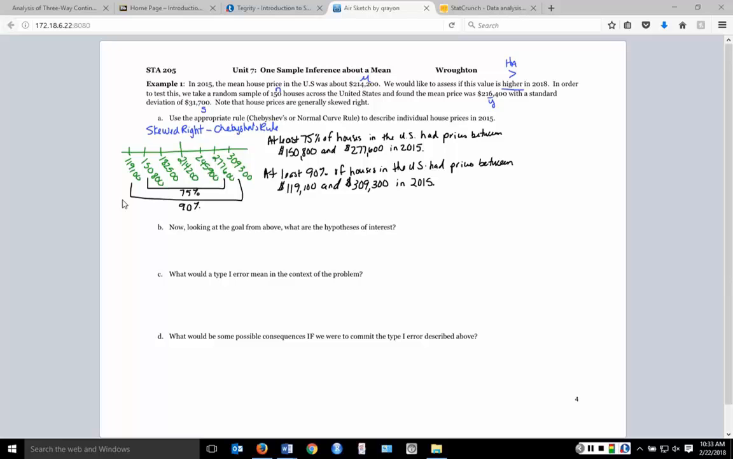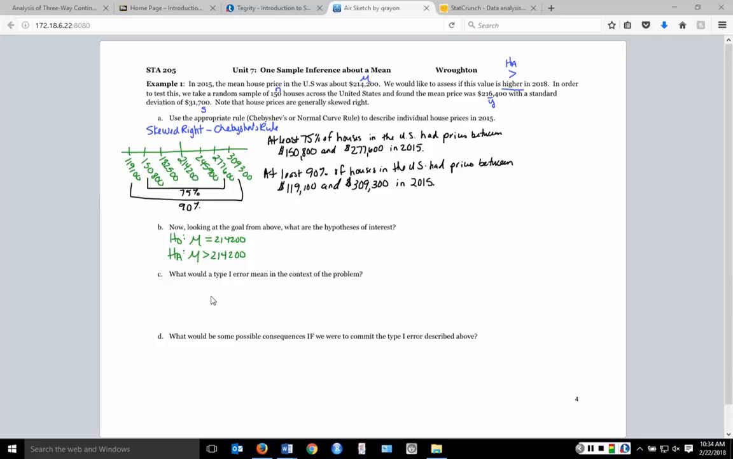And so now, looking at how our problem was stated, what is going to be my hypothesis? So again, generally it's easier to write the alternative hypothesis first, because that's one that we read up here. We want to see this value is higher in 2018. Higher, so give that greater than sign, higher than what? What it was in 2015. So this $214,200 number. Now once I have my alternative set, my null hypothesis has no choice. Same symbol, same number, always that equal sign between them.